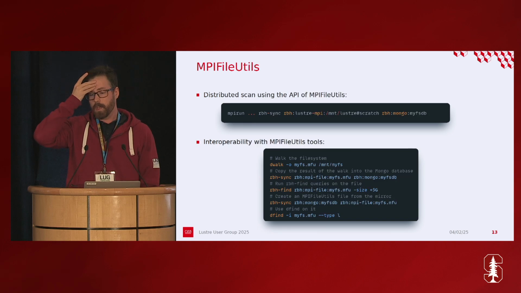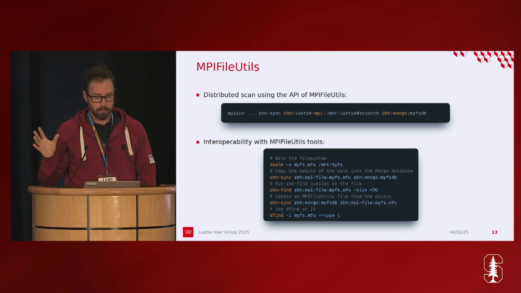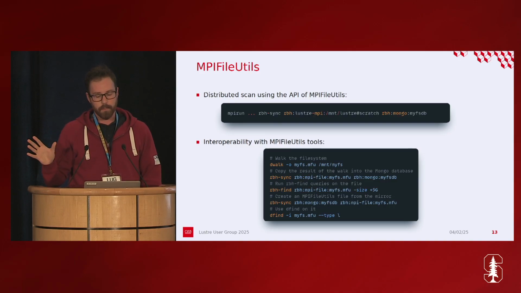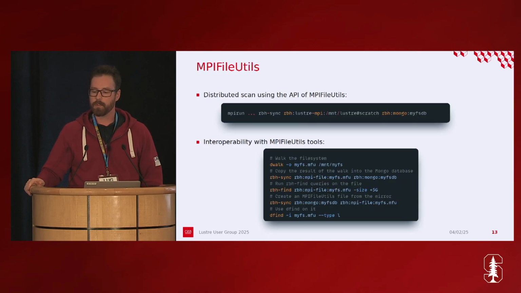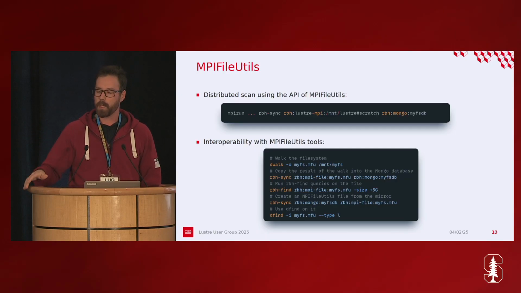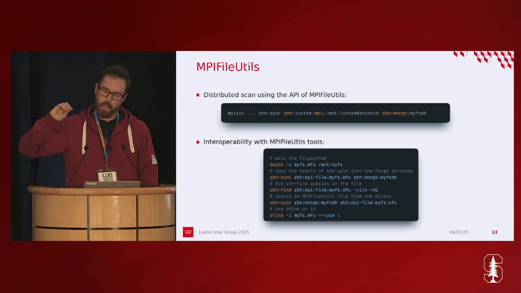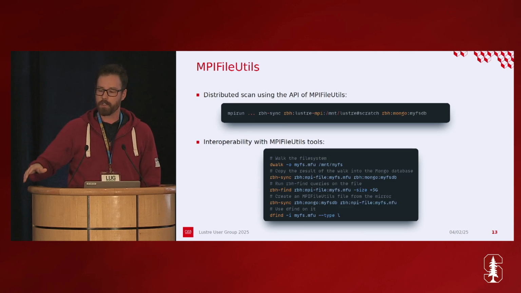So then we have MPI file utils support. This is done in sort of two ways. The first thing is that we've integrated the scan API of MPI file utils to essentially do distributed scans using RBH sync. So using the Lustre-MPI backend, you can essentially create a job that will traverse the file system in a distributed fashion and then store all of the metadata in the MongoDB backend.